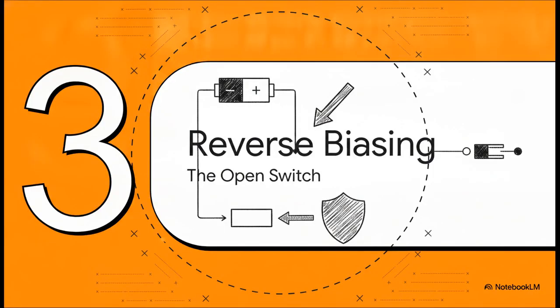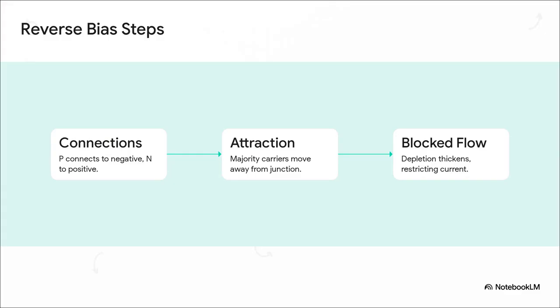Next up, part 3, reverse biasing, the open switch. Okay, but what happens if we just flip that battery around? Let's say we connected the P region to the negative terminal and the N region to the positive terminal. Well, because opposite charges attract, the positive holes get pulled toward the negative terminal, moving far away from the center. And the electrons, they get pulled away too, straight towards the positive terminal.